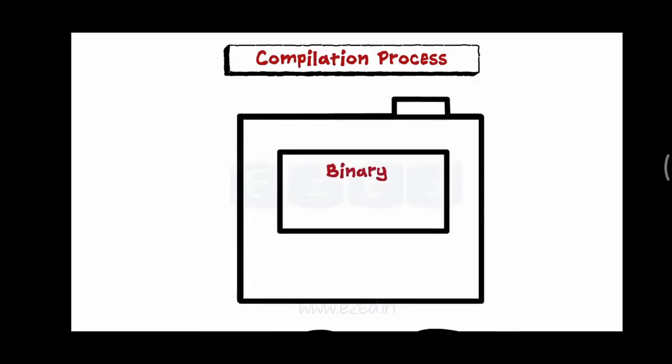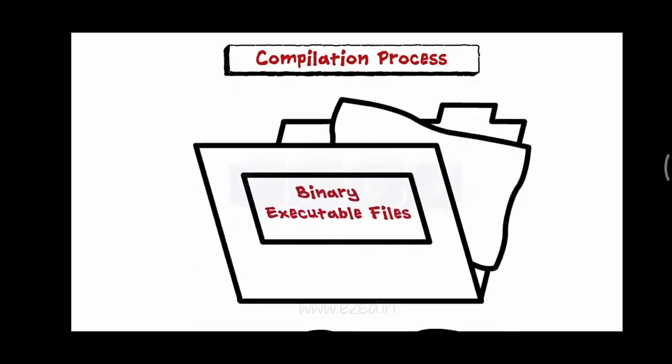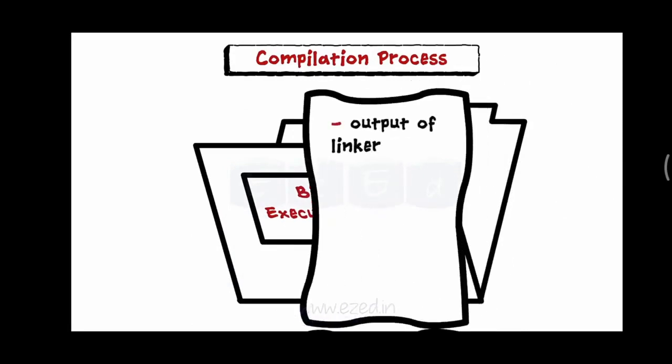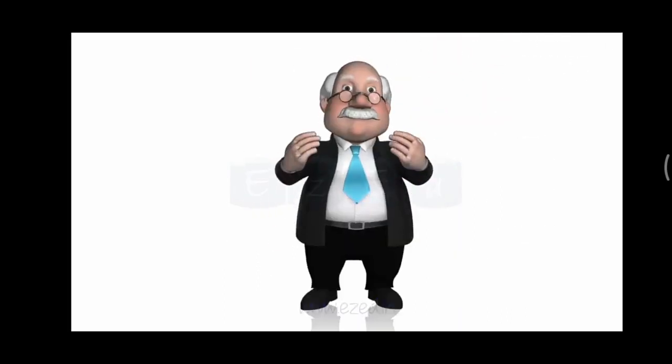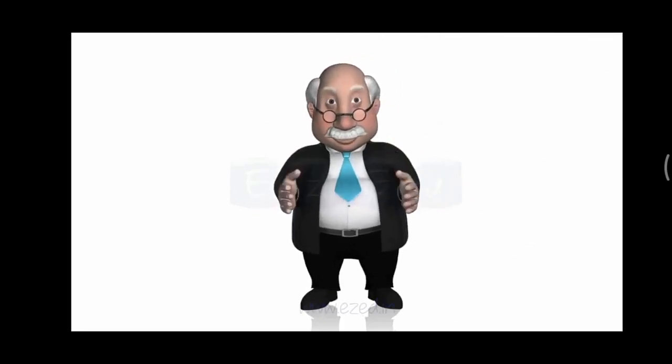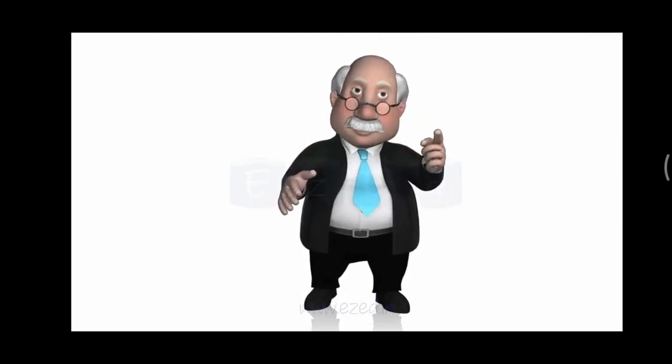Lastly, binary executable files are produced as the output of the linker. The linker links a number of .obj files with the library files to produce a binary file which is directly executable. These files have .exe as an extension. Seriously, pay attention. This is important.